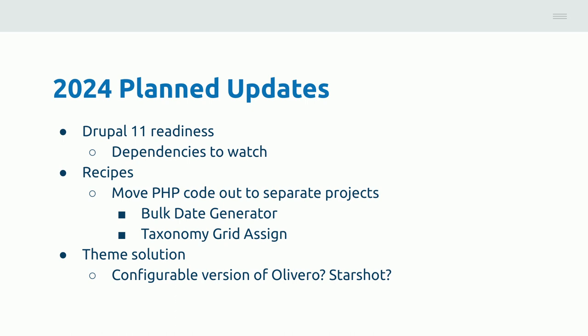I had been thinking about a configurable version of Olivero. Already you can use some CSS variables that you set through the admin UI to change up some colors, but maybe you could have more options. But like all of us who earlier this week heard about Starshot, this idea of being able to completely customize your theme directly in the website UI sounds even better than what I had in mind. So I don't know, that's definitely open for discussion.